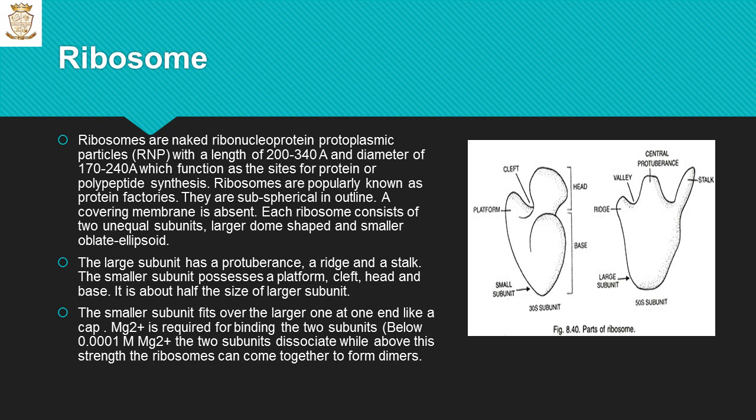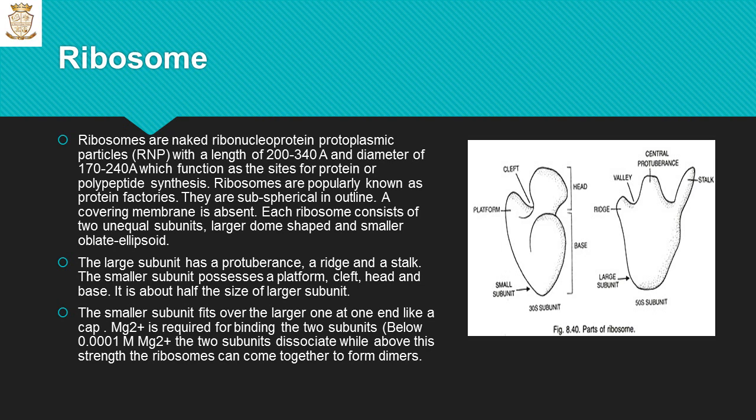Now let's see another cellular component, that is the ribosome. Ribosomes are naked ribonucleoprotein or protoplasmic particles of length 200 to 340 Å and diameter of 170 to 240 Å. Ribosomes are popularly known as protein factories. They are subspherical in outline. Each ribosome consists of two unequal subunits, the larger and the smaller subunit. The large subunit has a protuberance, a ridge and a stalk, and the small subunit possesses a platform, cleft, head and base. The small subunit is about half the size of the large subunit. The smaller subunit fits over the larger one at one end like a cap.